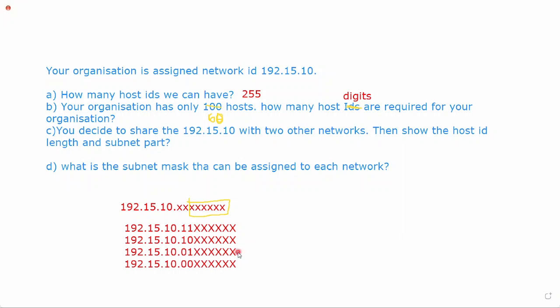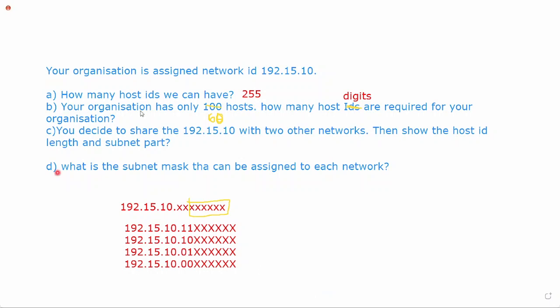192.15.10.xxx to other network, right? Like that, you can share this one network now between how many different networks if you want? 4 networks, right? From this one network ID, we can create 4 networks. So that is what is called subnetting, right?